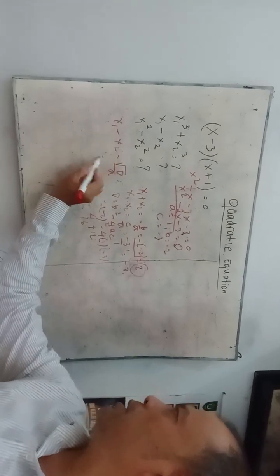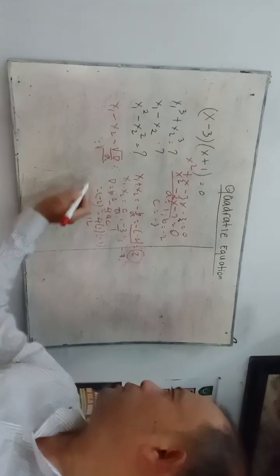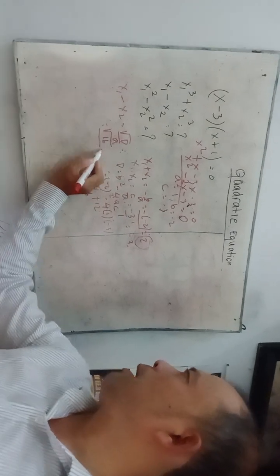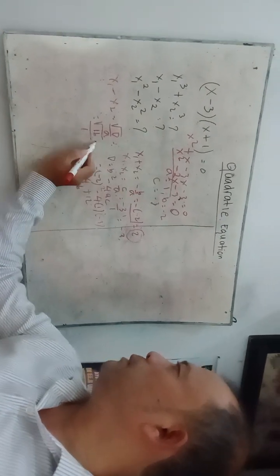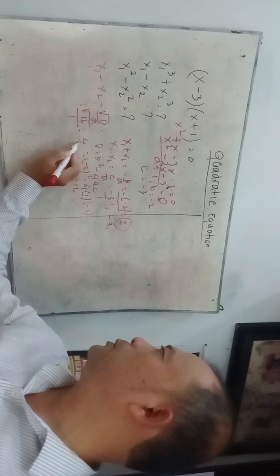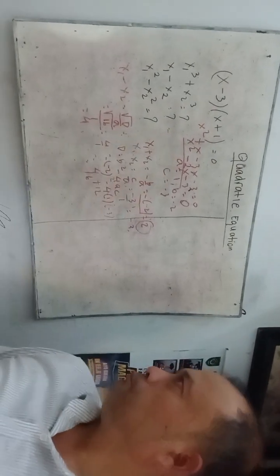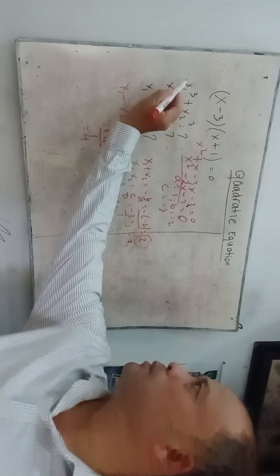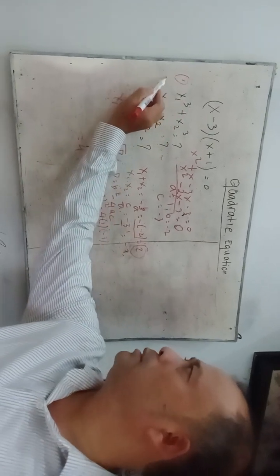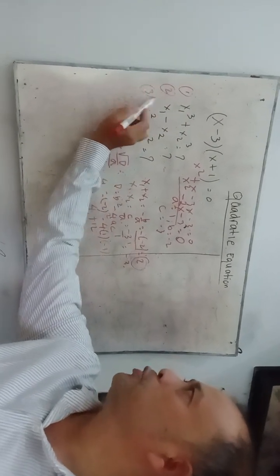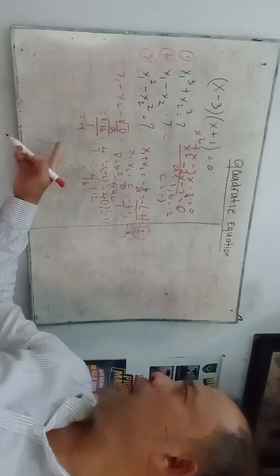x1 minus x2 is the square root of 16 over 1, which is 4. So we have the answer. This is number 1, this is number 2, and this is number 3. x1 minus x2 we have 4.